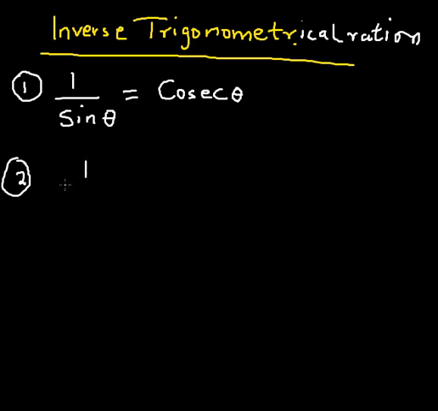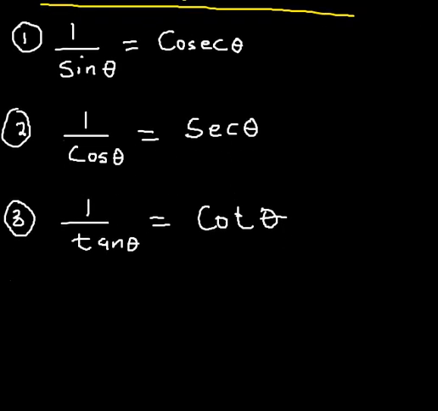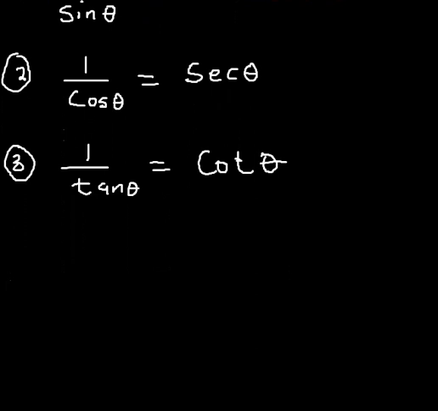If you are dealing with 1 all over cos theta, this is the inverse of cos theta, which we refer to as sec theta. Then the last but not the least, if we are dealing with 1 all over the tangent of theta, that is called cot theta. So please take note of that. This is called cot theta, okay? So this is inverse trigonometry. We will find this handy as we look at trigonometrical identities, all right?